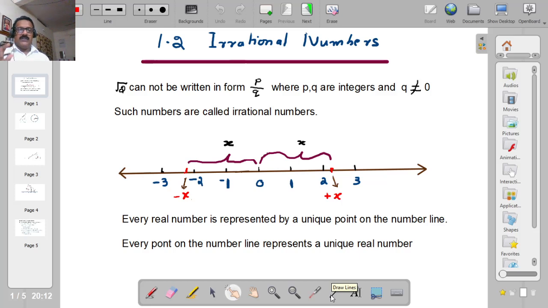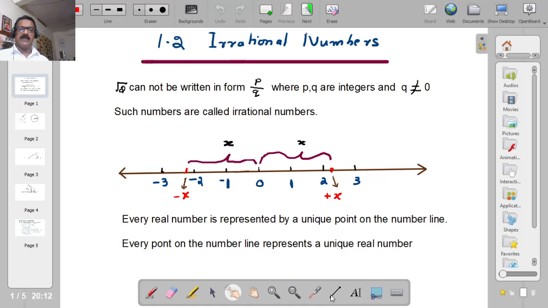In the previous class we studied natural numbers, whole numbers and rational numbers. Today we will be studying irrational numbers. So what is an irrational number? An irrational number is a number which cannot be written in the form p over q, where p and q are integers and q is not equal to 0.